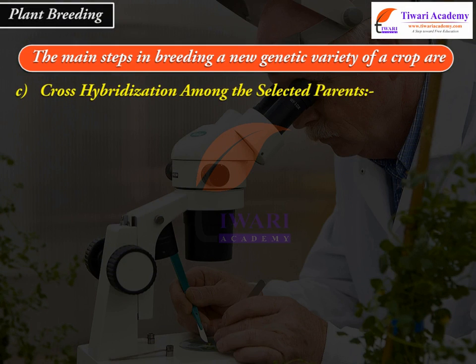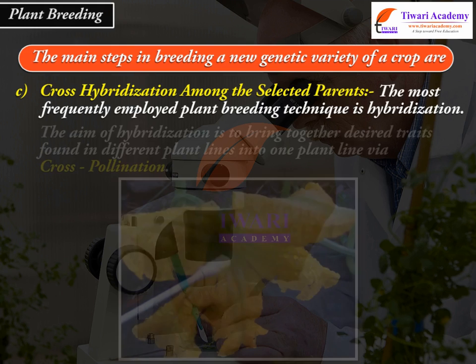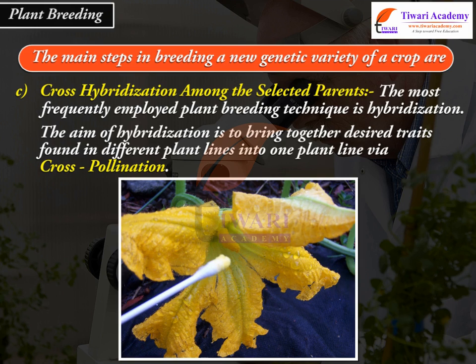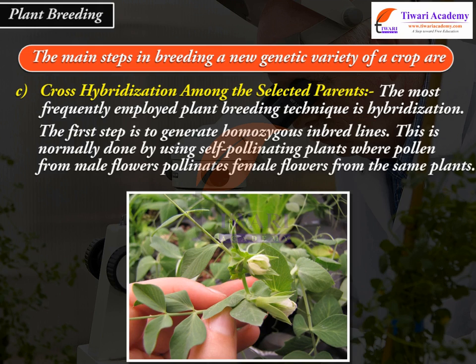C. Cross-hybridization among the selected parents. The most frequently employed plant breeding technique is hybridization. The aim of hybridization is to bring together desired traits found in different plant lines into one plant line via cross-pollination. The first step is to generate homozygous inbred lines. This is normally done by using self-pollinating plants where pollen from male flowers pollinates female flowers from the same plants.